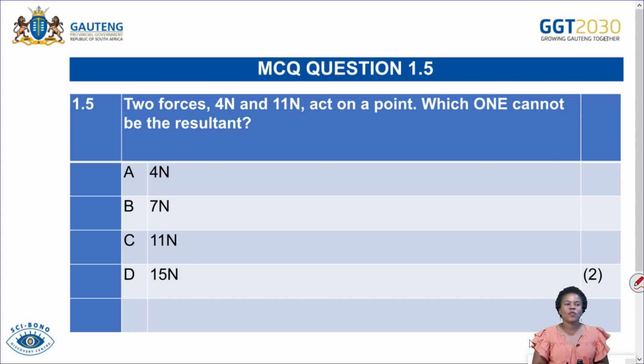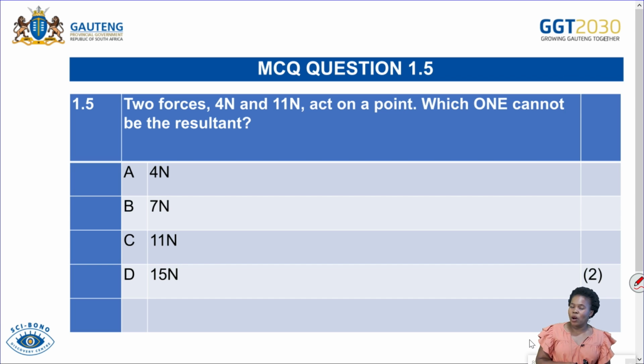Question 1.5 says two forces, 4 newtons and 11 newtons, are acting on a point. Which one cannot be the resultant? Remember, the resultant is the sum of all the forces acting together, meaning you need to add them, because we're looking for that single vector that has the same effect as all the other ones combined.